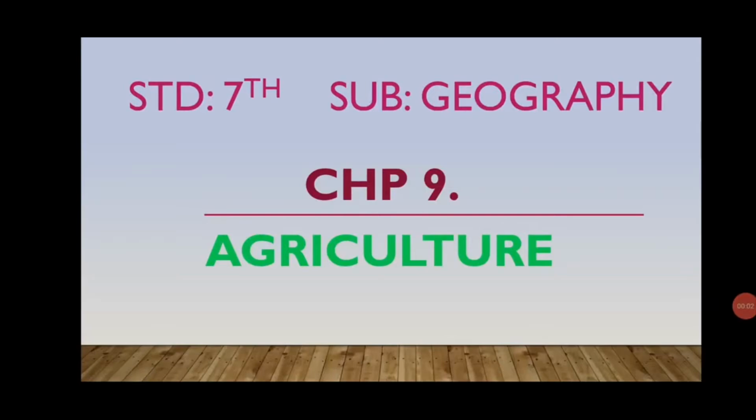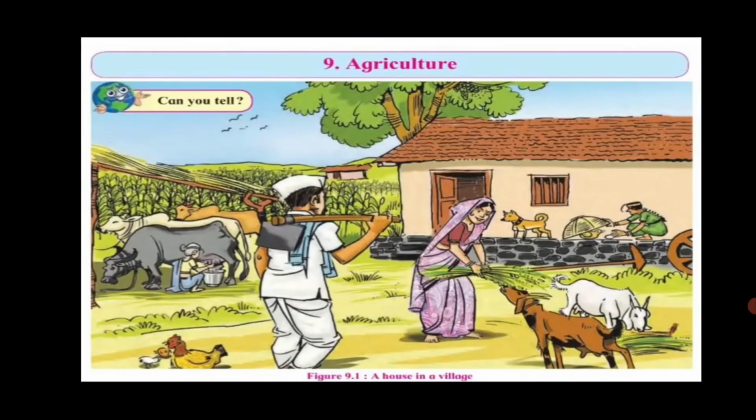Standard 7th, Subject Geography, Chapter 9. Let's learn about agriculture. In this picture, we see a standing crop, a plowshare, etc. From this, it becomes obvious that this is a farmer's house. A farmer keeps hens, sheep, goats, and cattle. They are also seen in the picture.